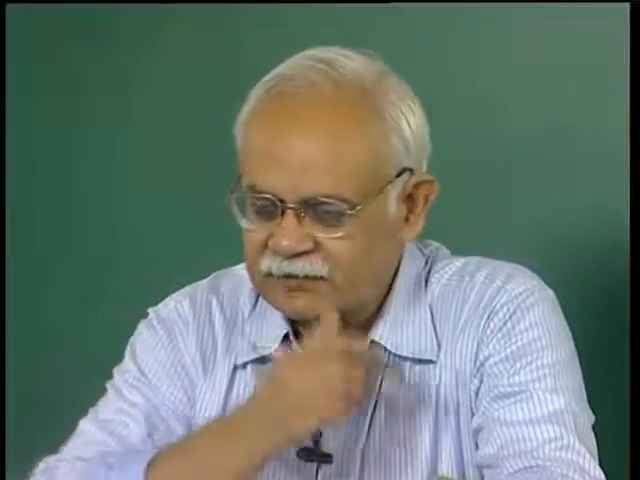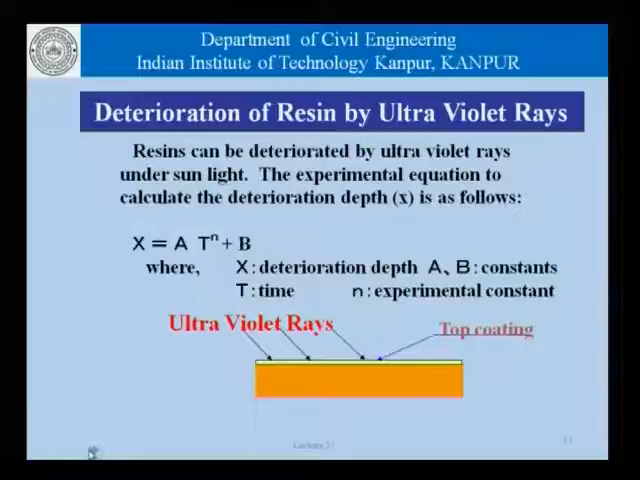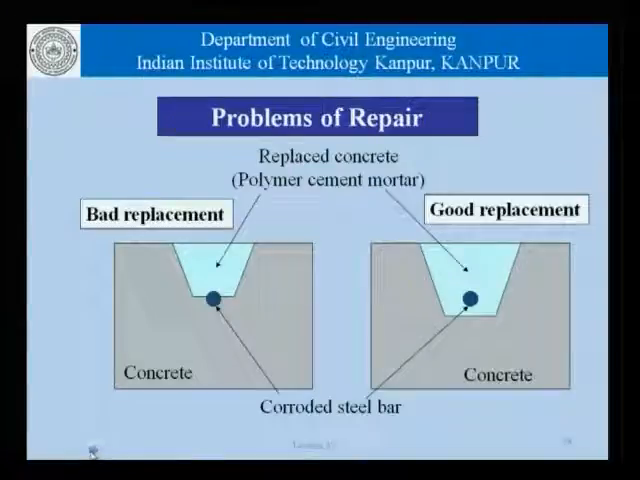As far as application of resins on the surface is concerned, we must remember that the resins could be susceptible to ultraviolet rays, and therefore we must keep in mind their deterioration over a period of time when they are subjected to sunlight. This is another example of a bad replacement versus a good replacement, where in this case the corroded reinforcement has not been fully exposed, and no matter how much polymer cement mortar or any other repair material is placed here, it is unlikely that the structure is going to perform as required or as expected. It will happen only if all around this reinforcing bar, all around the corroded portion of the reinforcing bar, the concrete has been taken out and replaced with polymer cement mortar or the repair material of choice.